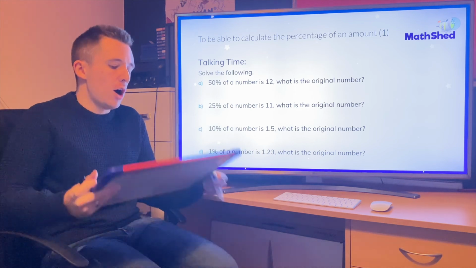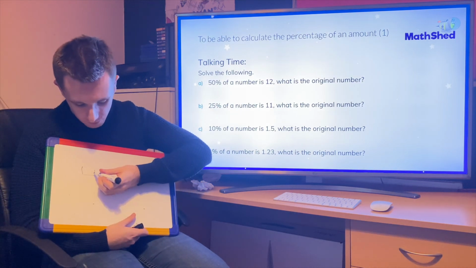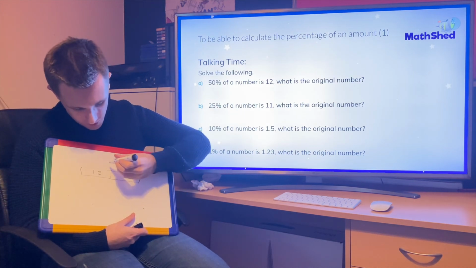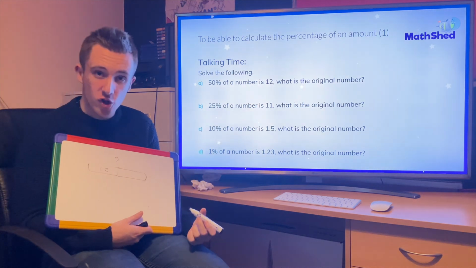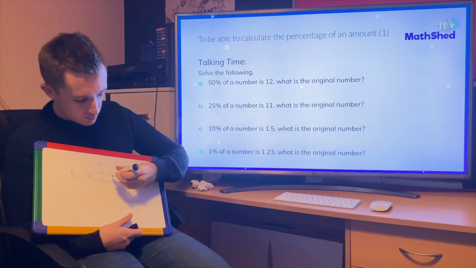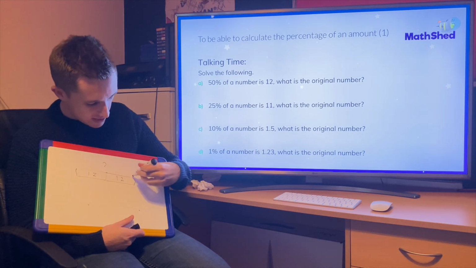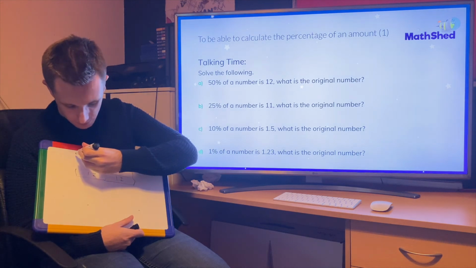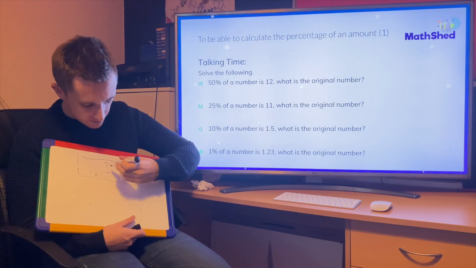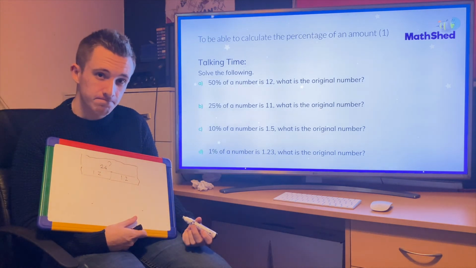I'm going to draw myself a little bar model to help me now. So 50% of a number is 12, but I don't know what the original number is. Well, if 50% is 12, then this must also be 12. And if I added them together, oh, that's a very badly drawn box. If I added them together, I'd get my total, which is 24.